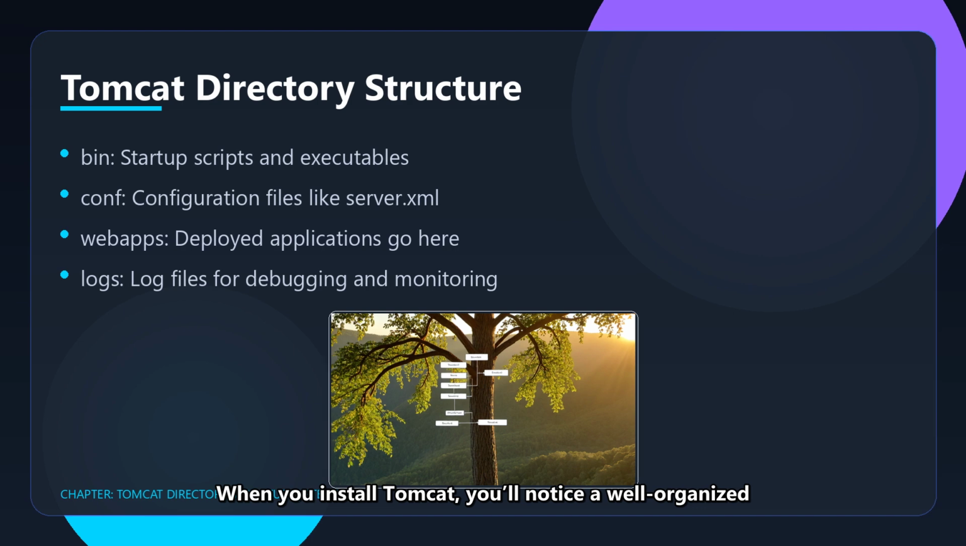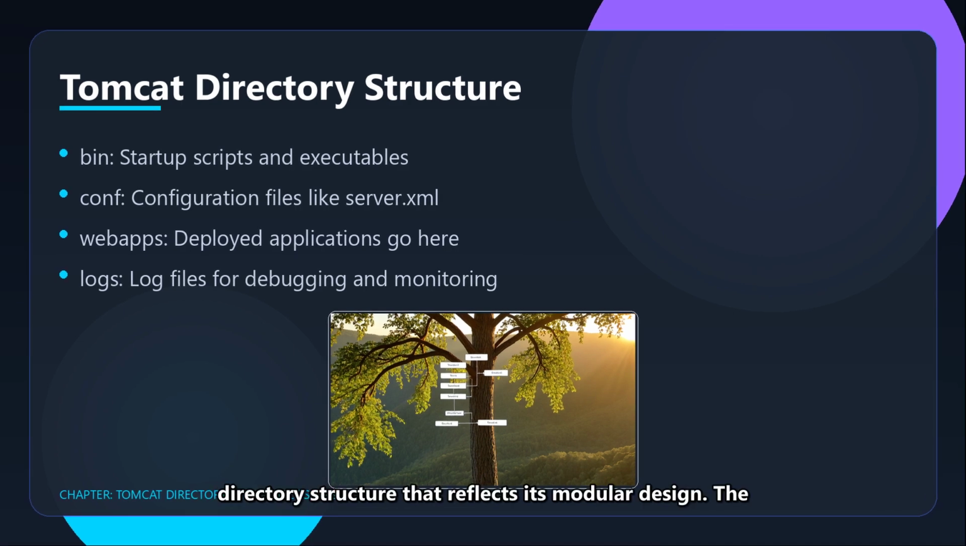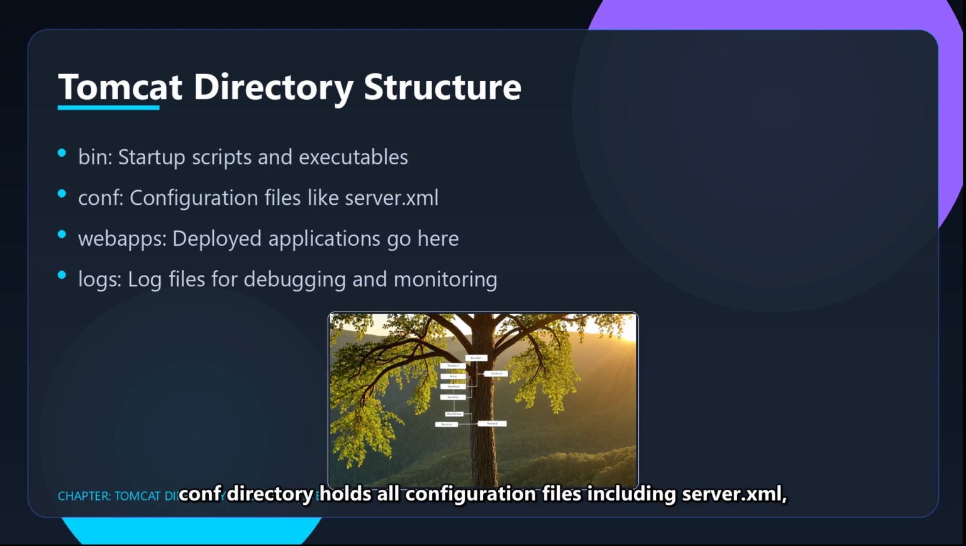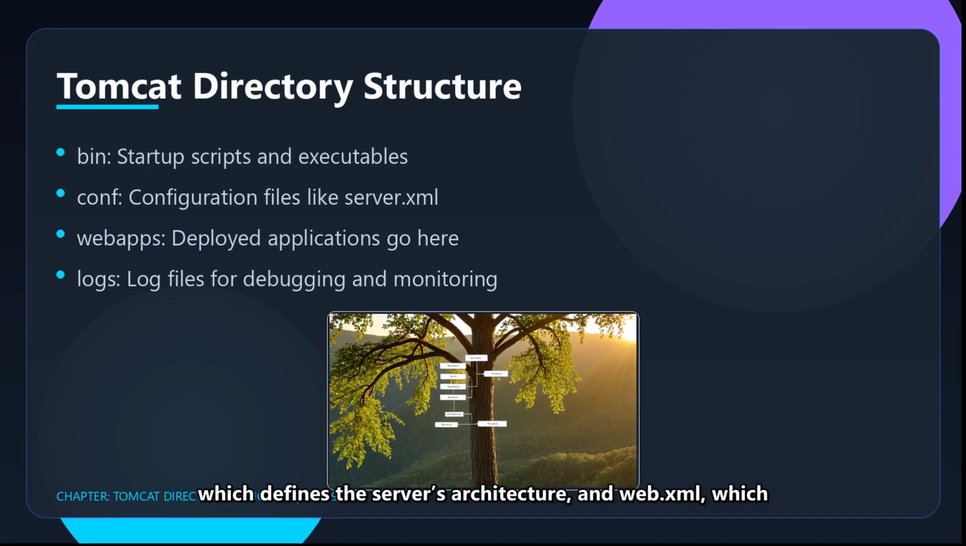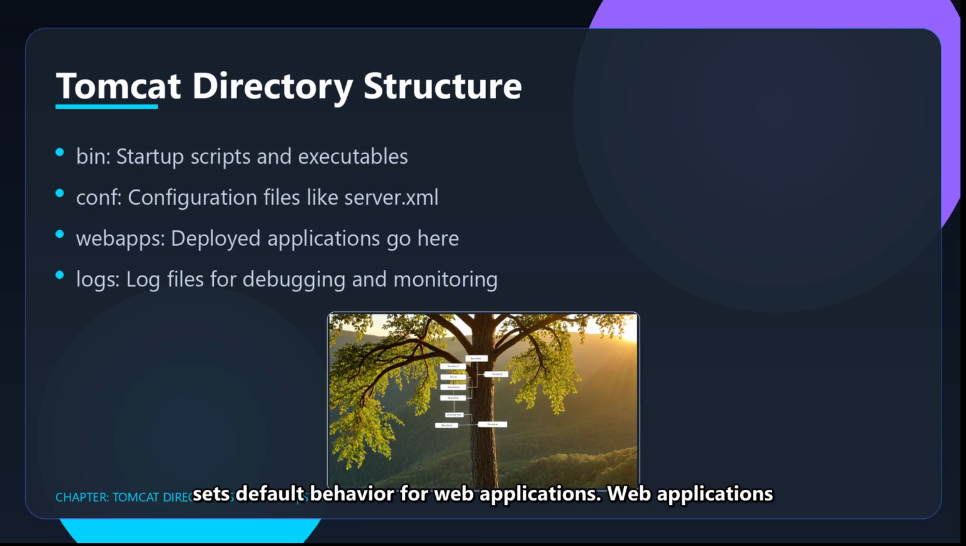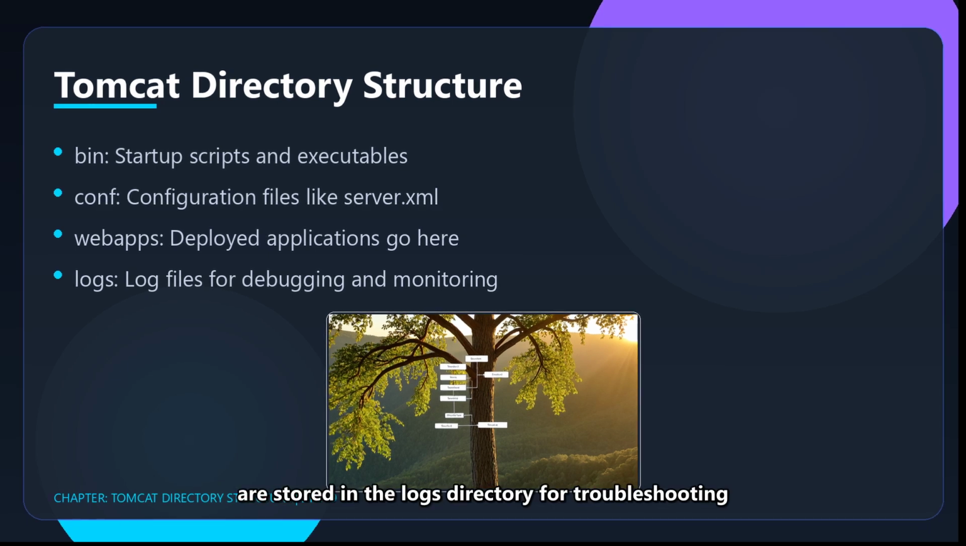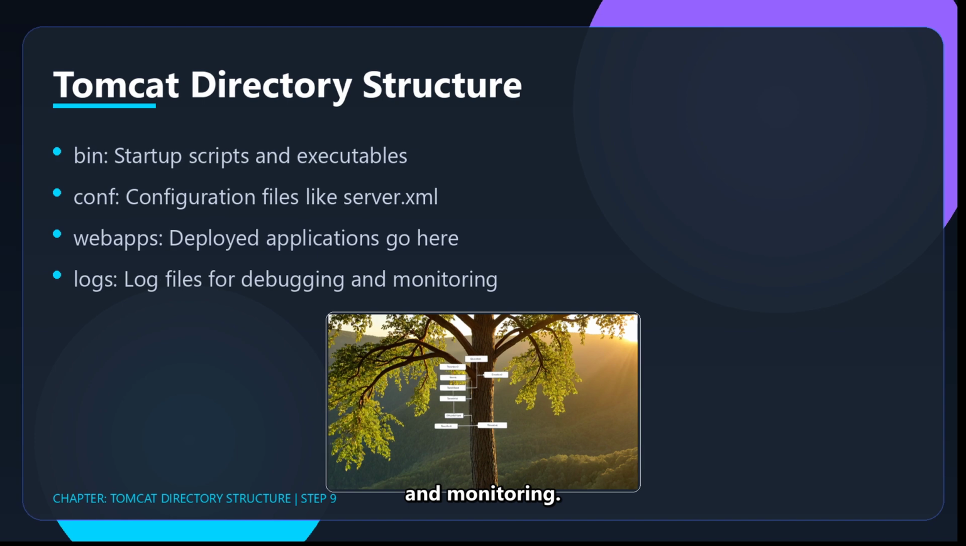When you install Tomcat, you'll notice a well-organized directory structure that reflects its modular design. The bin folder contains startup and shutdown scripts. The conf directory holds all configuration files including server.xml, which defines the server's architecture, and web.xml, which sets default behavior for web applications. Web applications are deployed into the webapps folder, while logs are stored in the logs directory for troubleshooting and monitoring.